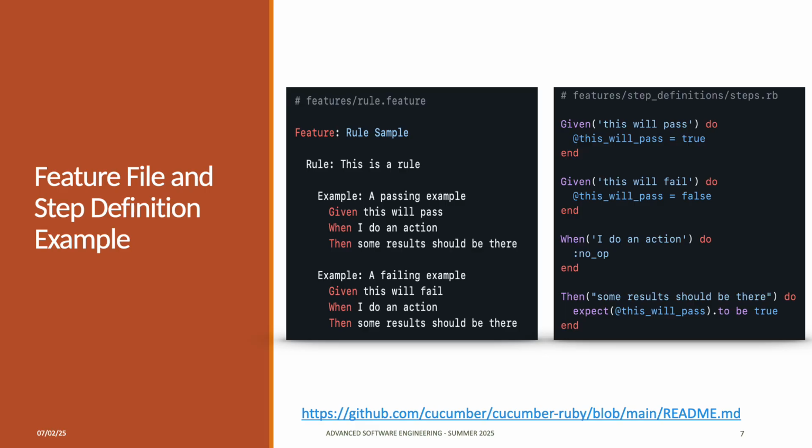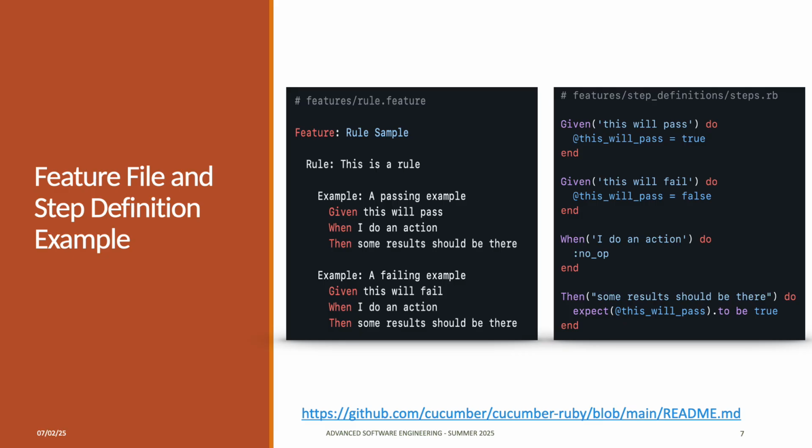Lastly, just wanted to show an example of a feature file and a step definition file. On the left is the rule.feature file, which in BDD, if it was being done as it ought to be, this would be expected to be written by someone like a business analyst. And there's two scenarios here. You can see a passing example and a failing example written in the Gherkin language. You can see the given, when, then syntax.